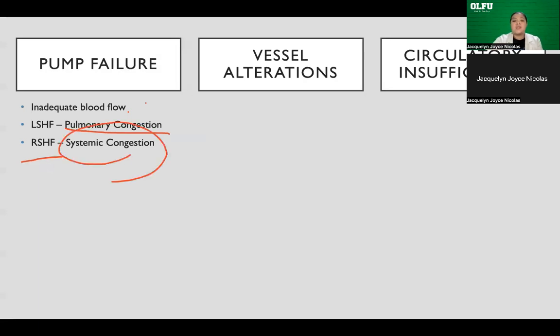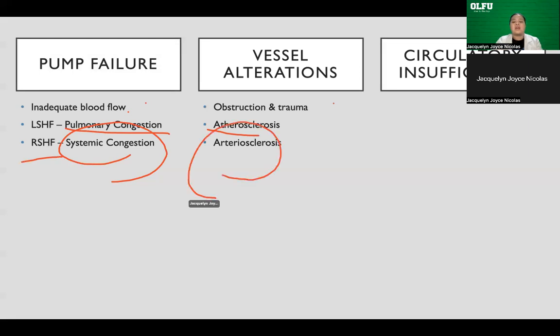Okay. Now, on the other hand, problems with the blood vessel, it could be because of trauma. Yes, trauma in the blood vessels can cause peripheral vascular disorders. Then, of course, we have atherosclerosis and arteriosclerosis. Okay, and I think you have discussed this also already.